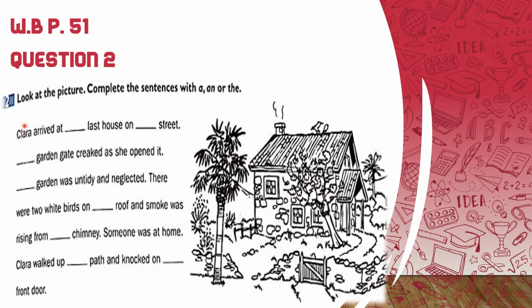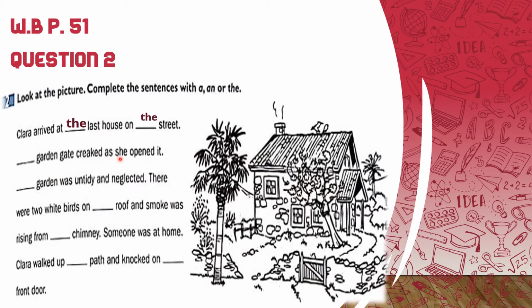And now let's move to question number 2. Look at the picture. Complete the sentences with the articles. If we take a look at the picture, we have to recognize that we are talking about specific things. So how can we complete this paragraph? Let's start. Clara arrived at the last house on the street. We know which house and which street we are talking about, so we have to put the.